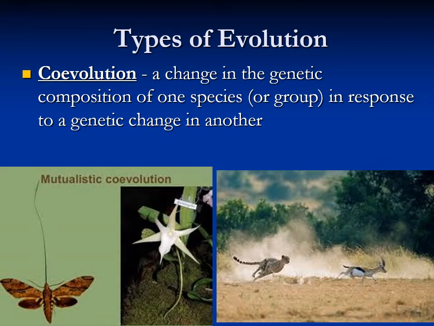Another type of evolution is called co-evolution, and there's that co there, like cooperate. So they are evolving together. It's when one species evolves in response to another one's evolution or change, right? And a classic example is the cheetah and the gazelle. So the cheetah is the fastest land mammal on Earth, and the gazelle is just slightly slower.